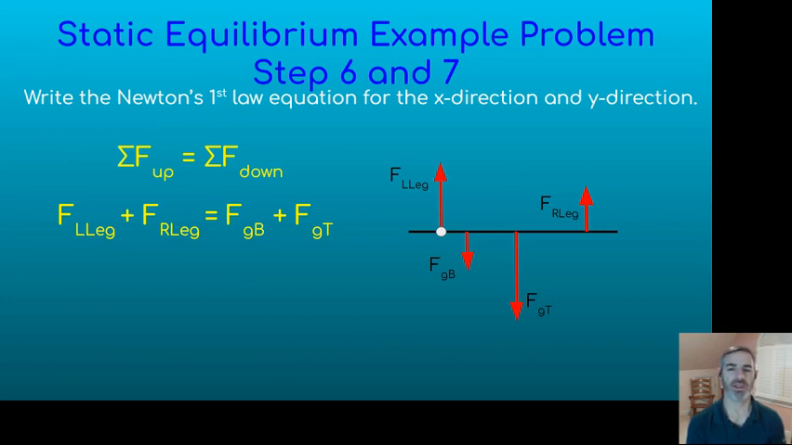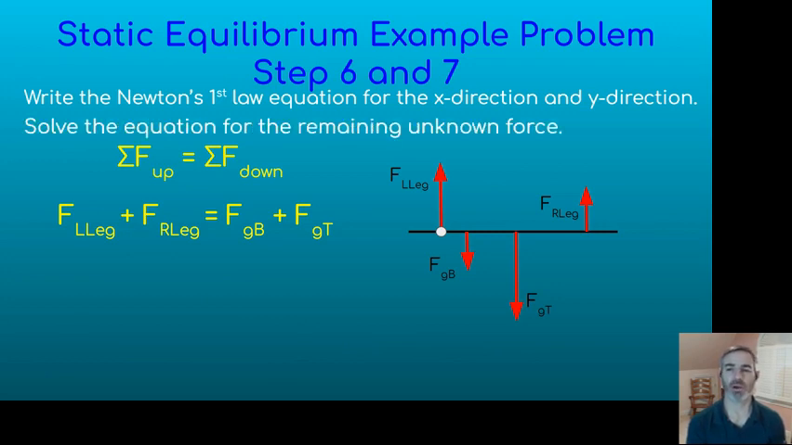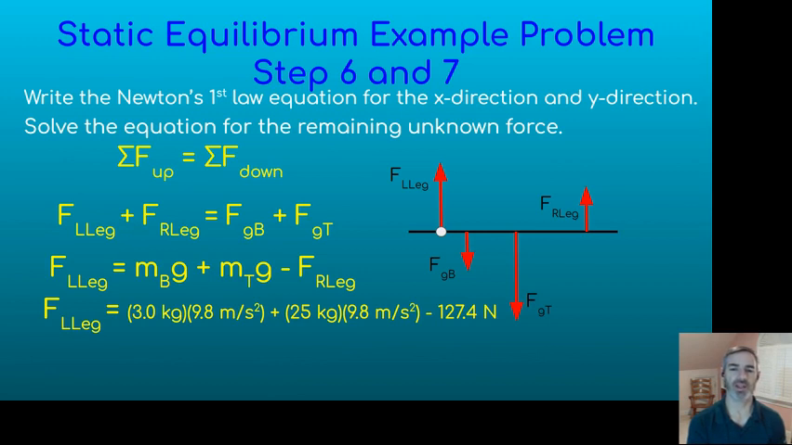Then we can solve this equation for the remaining unknown force, and we're looking for the left leg, so we're going to subtract the right leg to the other side, substituting mg for each of our forces of gravity. Then we can substitute our values in to find the force of the left leg, substituting the masses in, 9.8 for g, and 127.4 for the right leg, which we found using torques. So that means that the left leg is going to exert a force of 147 newtons.